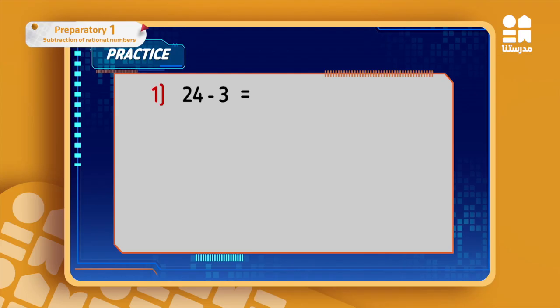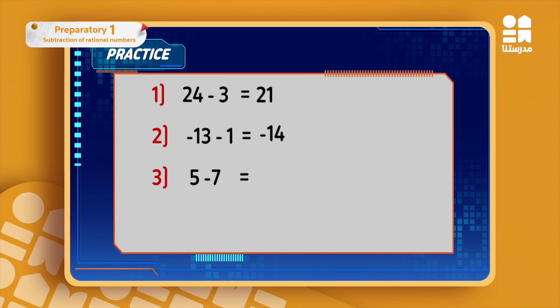Now, خلينا نتكلم على more practice. Number 1, 24 minus 3. No need to rewrite it with addition. We can do it mentally. 24 minus 3 is 21. The second one, negative 13 minus 1. Both of them are negative. So here we can write it as negative, then add them. So it will be negative 14. Same, same, add. Then number 3.